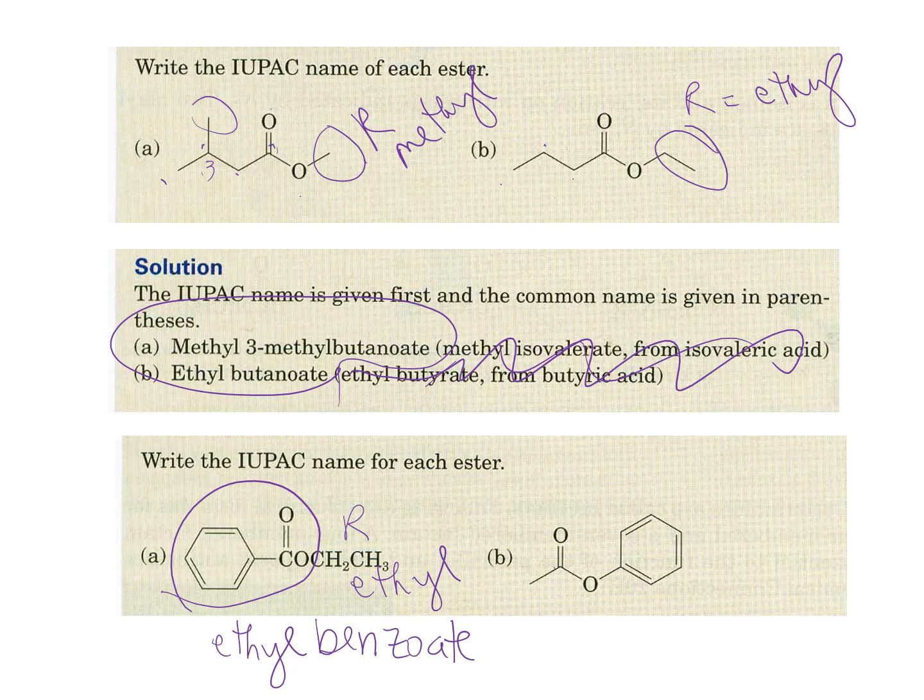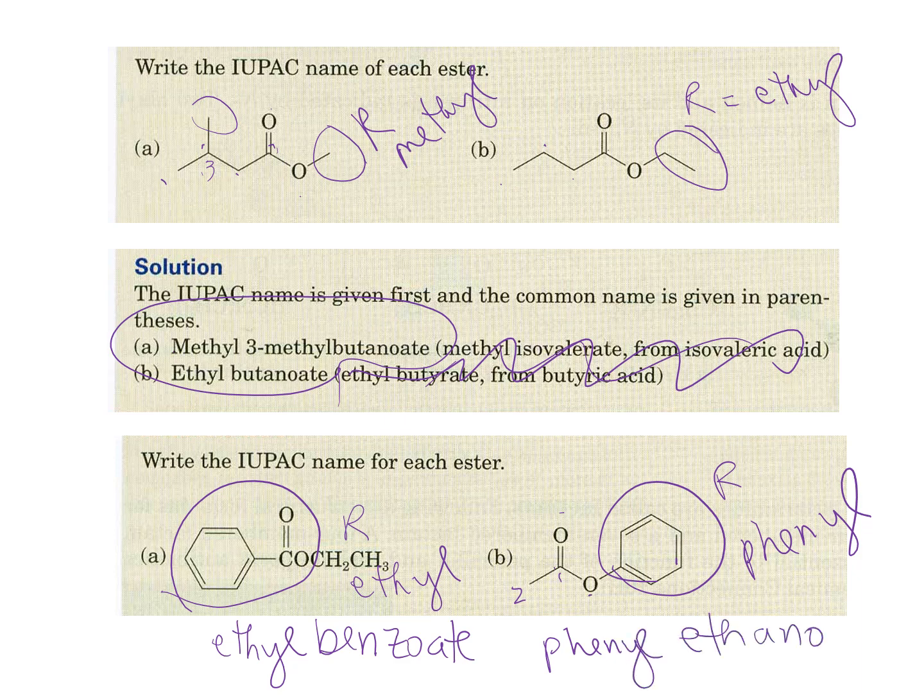This one's tricky. ROOR. R. What is this R? Are you thinking about it? Are you thinking phenyl? Good. 1, 2. So this is, but wait, there's an ethanoate, so it's phenyl ethanoate. Now for this one, common name would be phenyl acetate. Phenyl acetate. All right. I think that about sums it up.